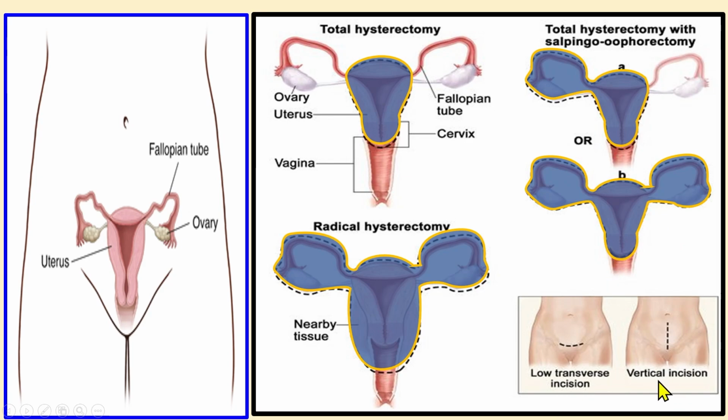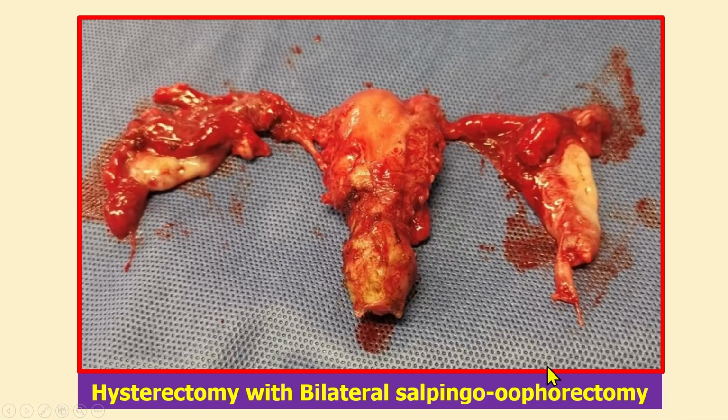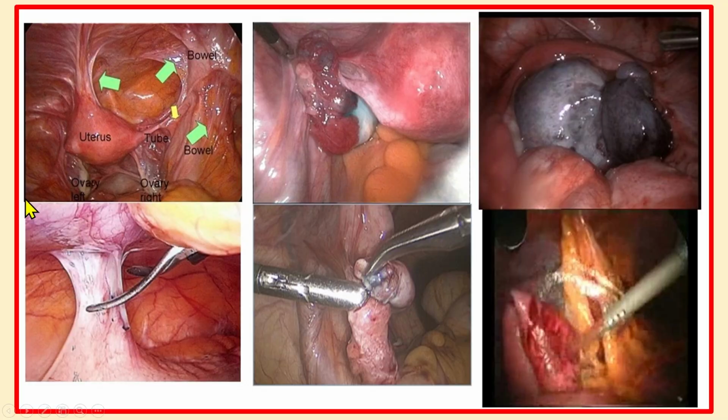Okay, so these are different ways of incision, vertical and transverse. In this picture, you can see the uterus is removed as well as both fallopian tubes, and the ovaries are removed. Okay, and this is the clinical picture of hysterectomy with bilateral salpingo-oophorectomy. So these are different laparoscopic pictures during the procedure.